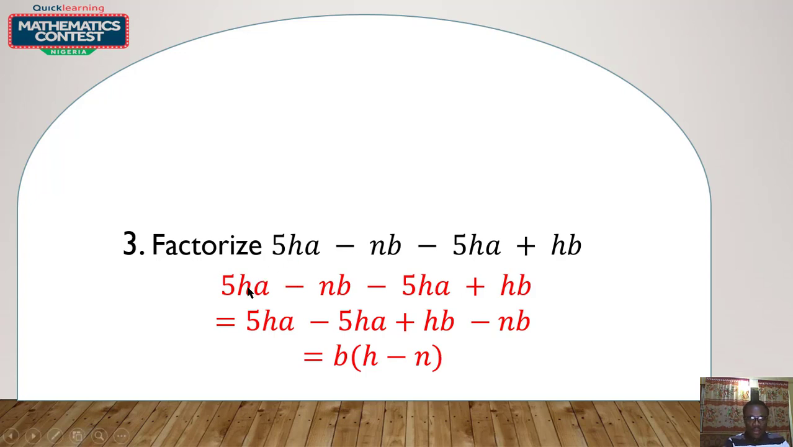Now we have 5ha, then minus nb minus 5ha plus hb. Now if we group together, we have 5ha minus 5ha, then we have plus hb minus nb. These cancel out because they're actually the same, so what we have left is hb minus nb. What is common there is b, so what is left in the bracket is h minus n. If you get that as well, thumbs up for you.